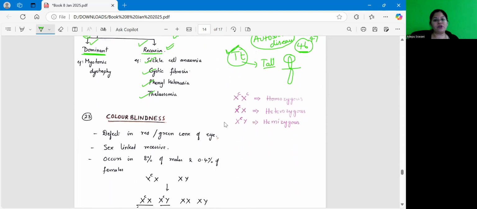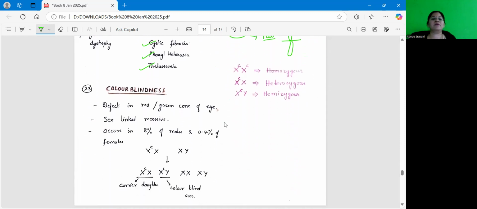Next, coming to the disorders. Now here I have written some points. Now we have some terminologies like homozygous, heterozygous, and we have one more called hemizygous condition. Now, what do you mean by hemizygous condition? I'll tell you once I explain color blindness. Then you'll come to know. So color blindness, first and foremost, is sex-linked recessive. See, autosomal dominant disorder, myotonic dystrophy, it is just mentioned in your textbook, but they haven't explained it anywhere in the textbook. So we'll not go into the explanation part.